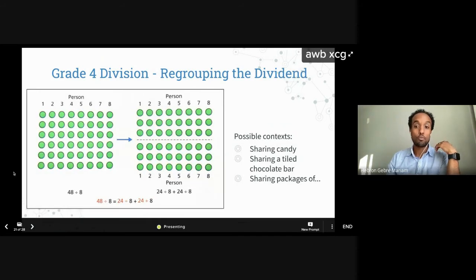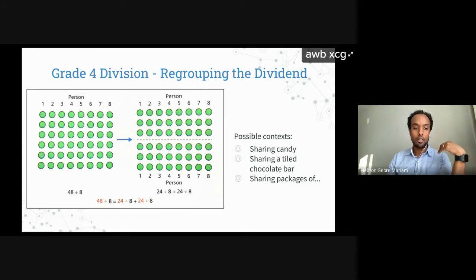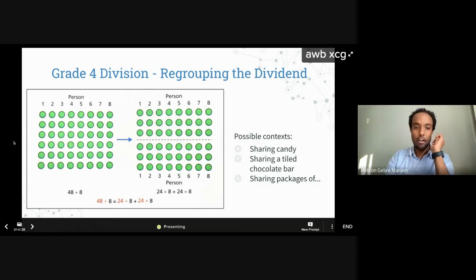We're going to move on to regrouping the dividend. Here we have a situation, we're splitting 48 into 8. So think of it, maybe you've got a pile of candy, 48 pieces, there's 8 people sharing it. We can take that and split the dividend to say, first I'm going to take 24 and split it into 8. That'll give me 3 per person, and then another 24 and split it into 8. That'll give me another 3.